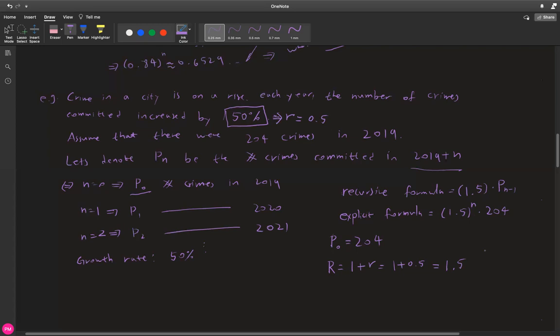So that was quite simple, right? We found the recursive formula and the explicit formula simply from this example. In this example, we weren't given the common ratio, but we were given the growth rate. And using the growth rate, we were able to find the common ratio. And since we were already given the initial population, it was pretty intuitive to do so.